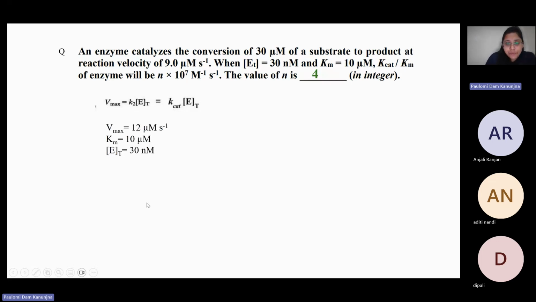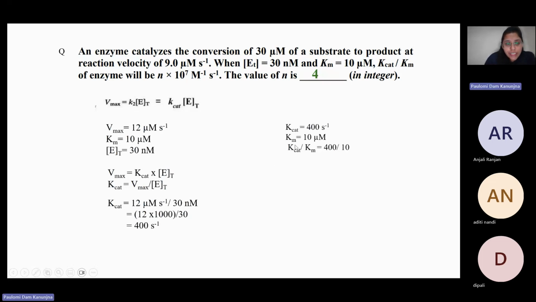Now if you see, one is in micromoles and one is in nanomoles. So we need to convert one of them into nanomoles. Let's do nanomoles first. So 12 into 1000 for it coming into nanomoles, and we have 400 per second. Now that is your Kcat. The question is Kcat by Km. So Kcat by Km is 400 by 10, and we need to convert this into moles. So I converted this into moles and I got 4 into 10 to the power 7 per mole per second.